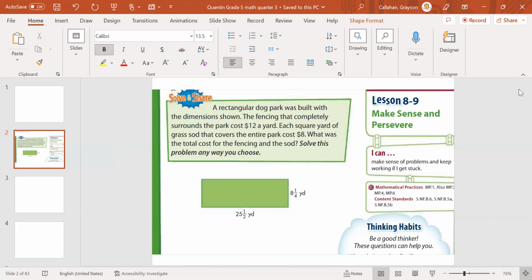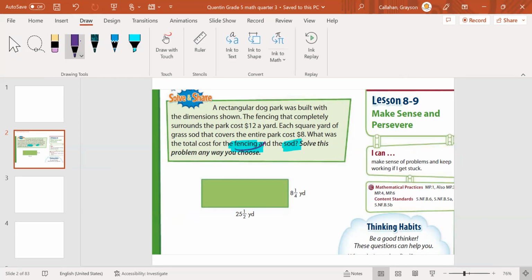Okay, so remember it says what is the total cost of fencing? Fencing is the first part that you have to do, and then the sod. So you're dealing with two different things. What does fencing mean? Fencing means you see the lines right here, you add them together. That's called the perimeter, right? And the perimeter is going to be 2 length plus 2 width. Remember this is the width, this is the width, this is a length, this is a length, okay? Now the sod, which covers the entire park, what is that dealing with?